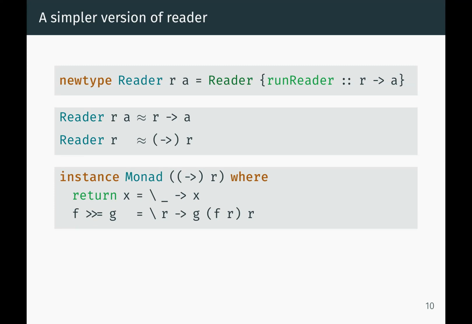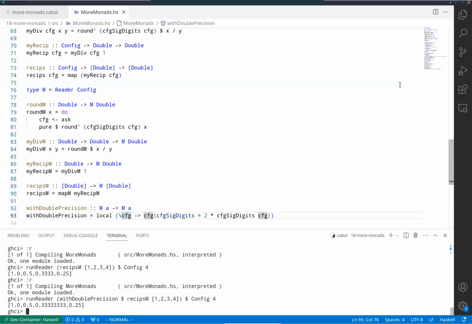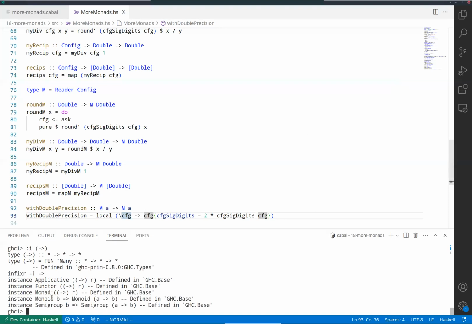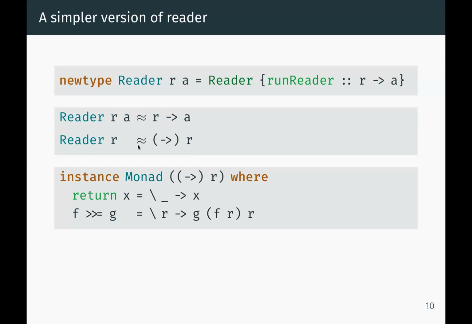And actually, we can also simplify this. We had this newtype Reader, with runReader to wrap and unwrap, but we could also just use functions themselves. I mentioned that last time, when I talked about profunctors. I showed you what happens if you ask for information on the function arrow, and we saw in particular that it's a monad. And that is actually this monad. So return is just constantly returning x, or pure, and bind is this.